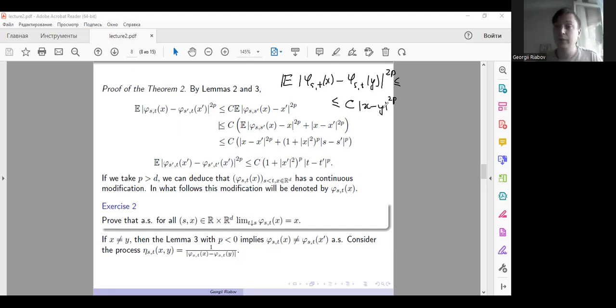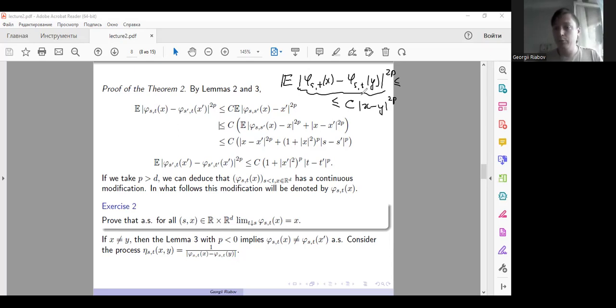It means that if x is not equal to y and p is negative, then this norm is integrable in the negative power. This means that the norm is almost surely not zero, which means that phi_st(x) is not equal to phi_st(y). This is very close to the one-to-one property. Well, it is not very close to the one-to-one property. At least it shows that for different x and y, images will be almost surely different.